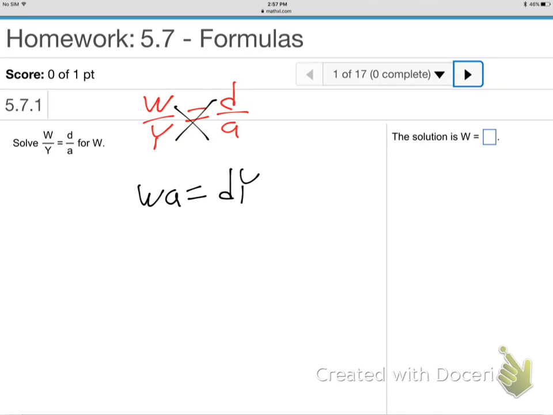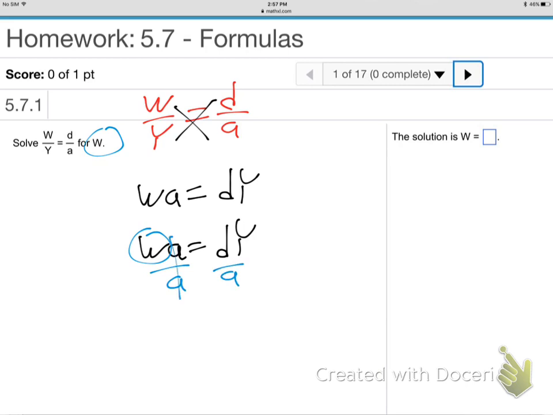It doesn't really matter. And then you always got to remember, keep your eye on the ball for a second. Which letter? Because they could ask you to solve for any of them. Which one do they want us to get alone? W. So W is saying, I want to be alone. So what do we do to get W alone? Divide by the A.